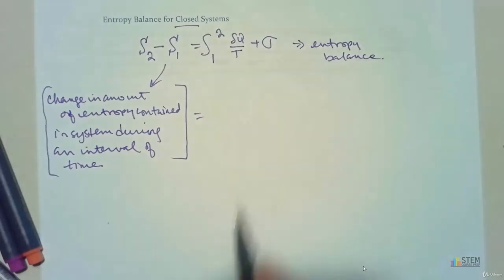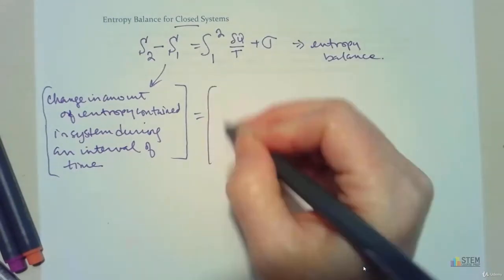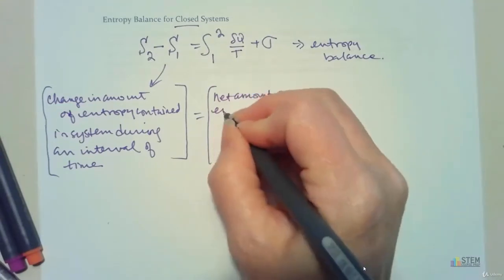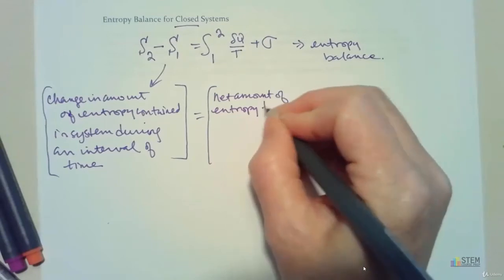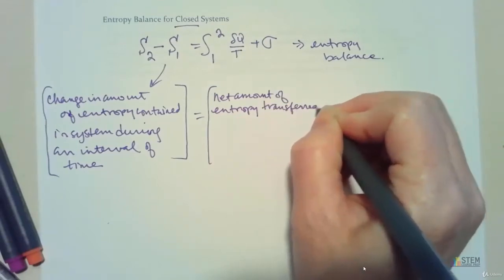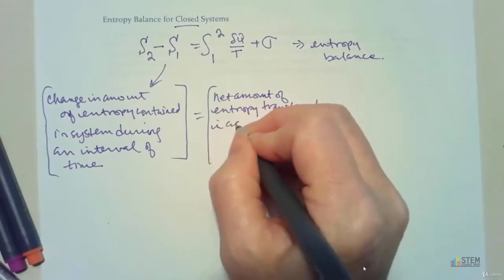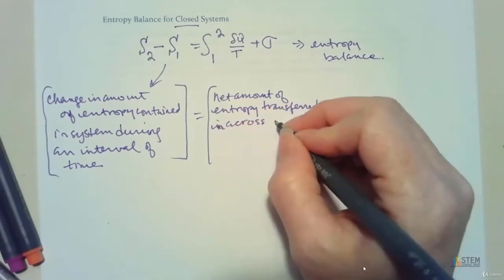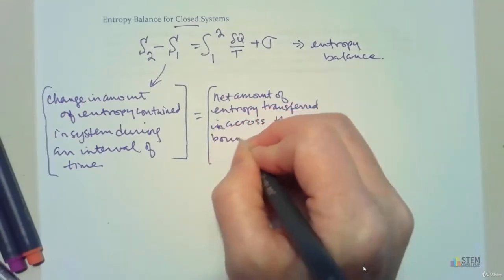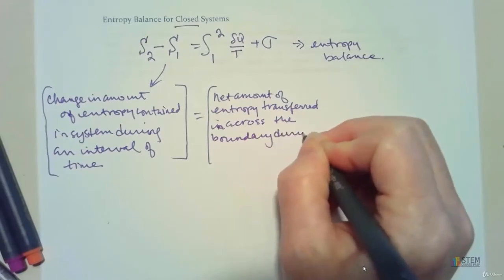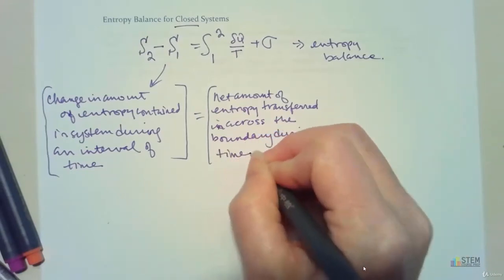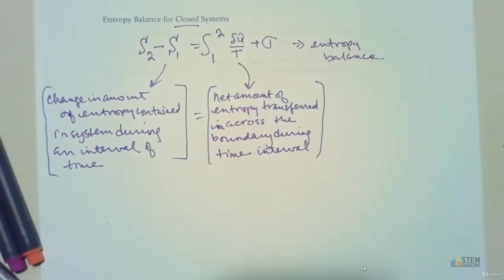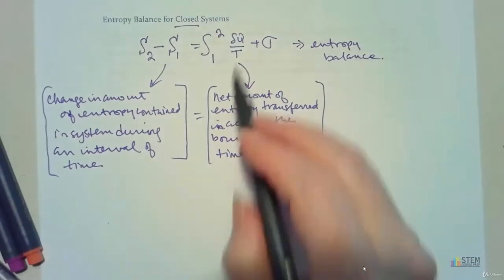Now that's going to be equal to this first term. This is going to be the net amount of entropy that's transferred in across the system boundary during that same time interval. All right, so we're dealing with the same interval of time here. So this is this. Okay, and we've seen this equation before.